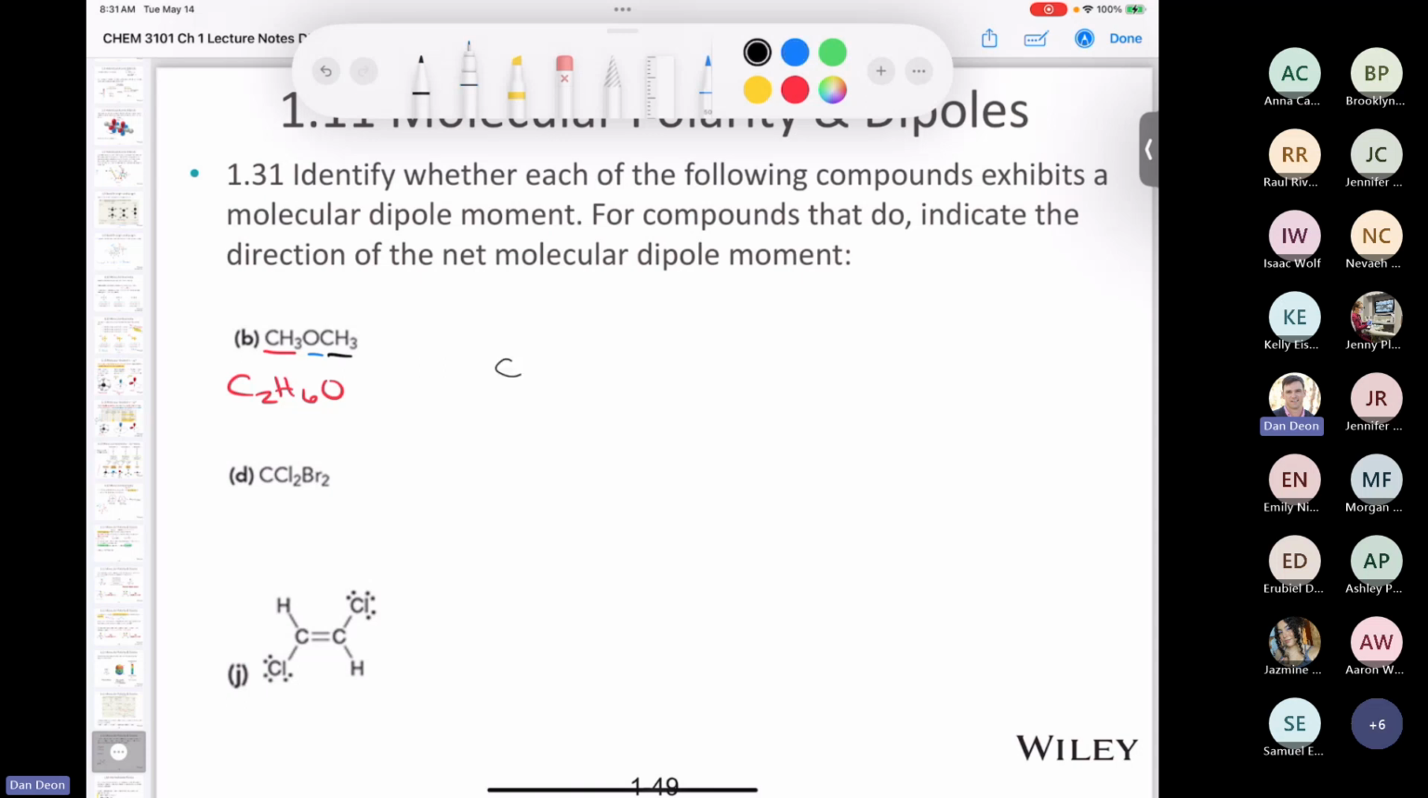So how many bonds does carbon always have? Can anybody answer that? If carbon is neutral, it has how many bonds? 4, exactly. So we're going to put a carbon with 1, 2, 3, 4 bonds. Then we have the oxygen in the middle. Now, how many bonds does oxygen always have when it's neutral? Think of a water molecule. How many bonds does oxygen have when it is neutral? 2, exactly. It's got 2 bonds.